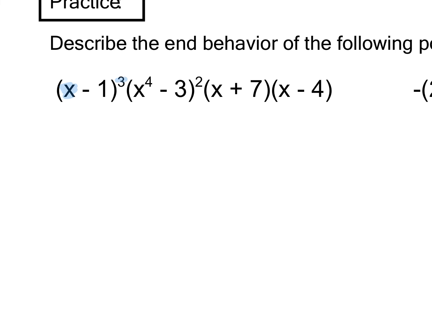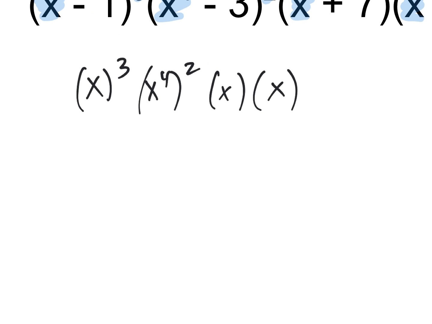So x to the 3rd, x to the 4th raised to the 2nd power, x and x. I've got to multiply those together. So x being raised to the 3rd power, x to the 4th, make sure you put it in parentheses, being raised to the 2nd power, x and x. Okay, and then I'm going to simplify. So x being raised to the 3rd power is just x to the 3rd. x to the 4th being raised to the 2nd power is really x to the 8th. And then x and x are just x and x.